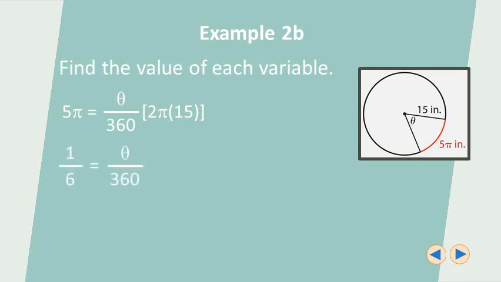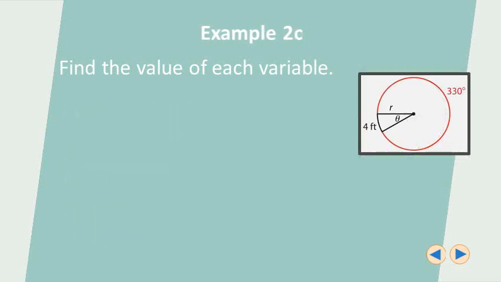So if we move the 2 pi 15, we divide both sides by that, we end up with 1/6 equals theta over 360. Therefore, we multiply both sides by 6, which gives us 6 theta, or no, I'm sorry, we cross multiply. We're cross multiplying here. 6 theta equals 360. We divide both sides by 6, and we get theta equals 60 degrees.